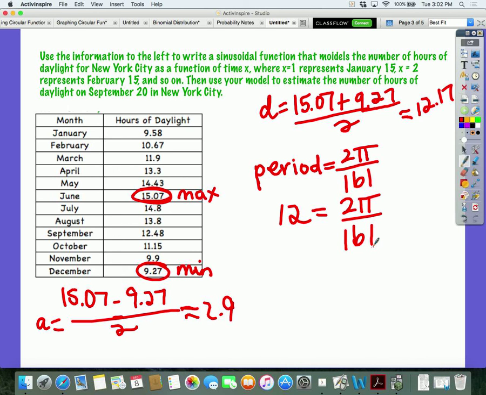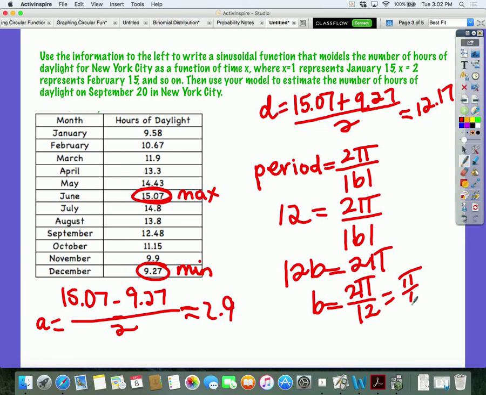And so to solve for B, it's just like an equation here. What do we have to do to solve for B? Multiply by B, and then divide by 12. And we'll end up getting 2 pi over 12, which is 1/6 pi, or pi over 6. So there's the B. Can we write it as positive or negative pi over 6?